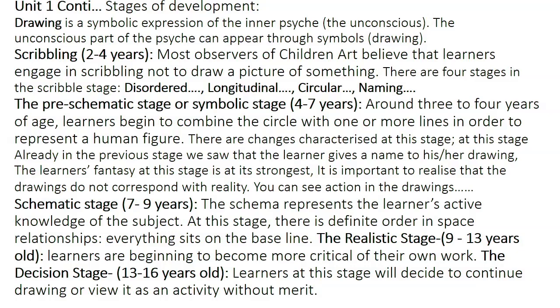And also the second stage, which is a symbolic stage, between 4 and 7 years. Here learners are somehow trying to develop. They are no more just drawing lines crossing each other, but they are trying to form something, and in such a way you might be able to identify something.